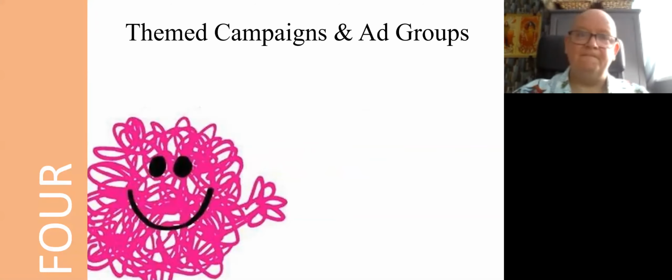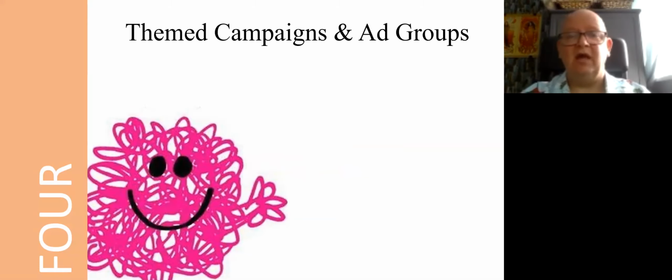So in number 4, we've got themed campaigns and ad groups. Except for Mr. Messy here, there's nothing messier than an ad group with hundreds of keywords in it. You don't know what people are looking for, what's triggering your ad. And it just makes for, again, a poorly managed campaign, poor quality scores, and it works against you. So optimizing your campaigns as thoroughly as possible can really help determine how successful they're going to be.